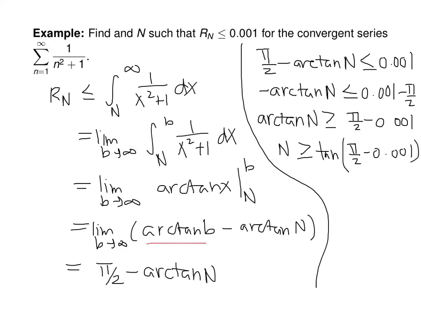And before you evaluate this with a calculator, make sure your calculator is actually in radians and not degrees. And you'll find that n must be bigger than or equal to 999.9997. So since you need more than 999 terms, you will have an error of less than 0.001 so long as n is bigger than or equal to 1,000.